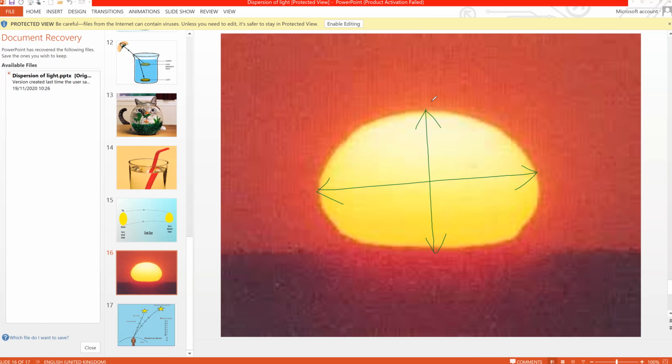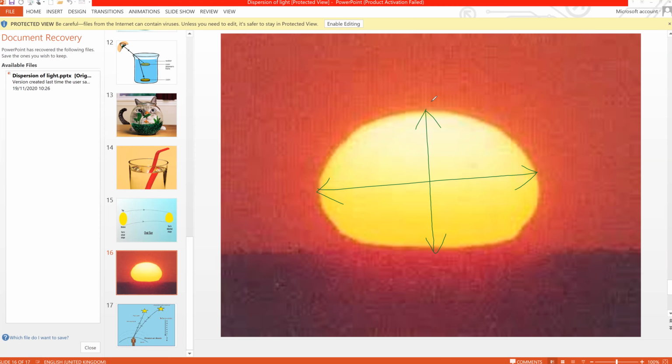Next. The density of the air in the atmosphere is greater near the surface of the earth. Okay, so I have told you already, Earth is having atmosphere. Atmosphere consists of air particles. So the density, meaning the weight of the air in the atmosphere, is greater near the surface of the Earth.